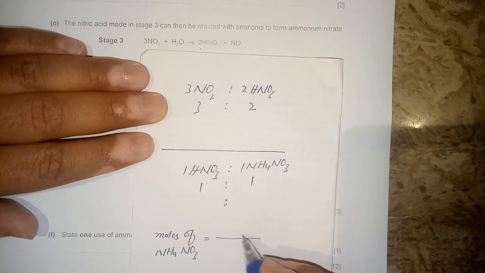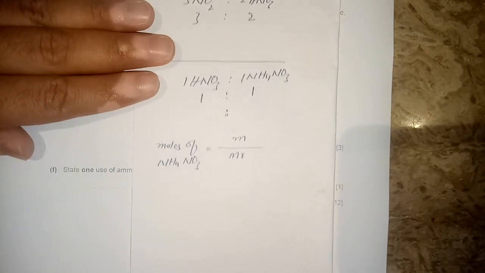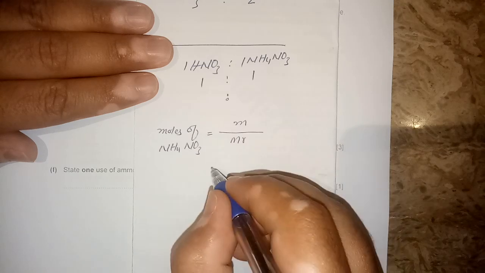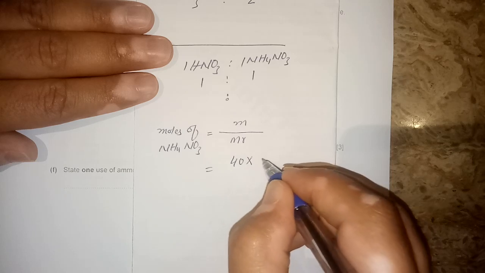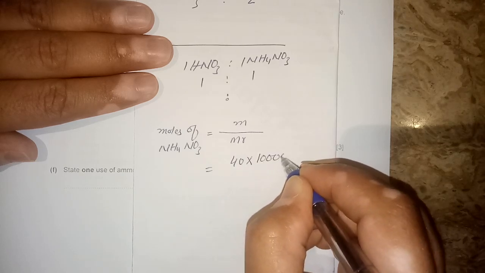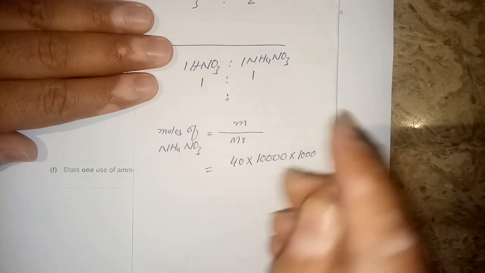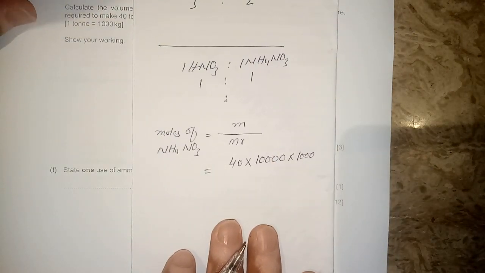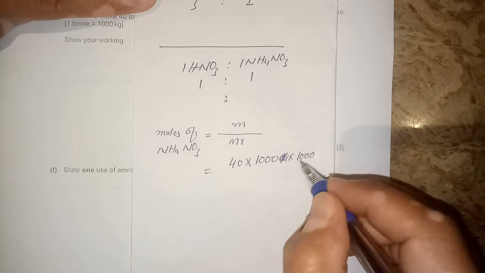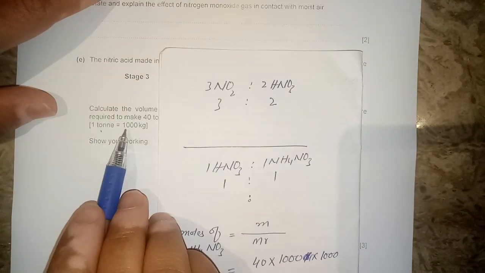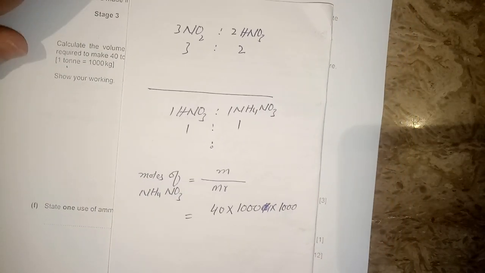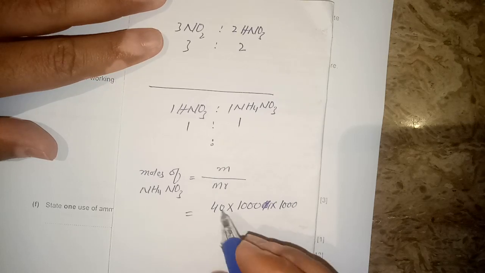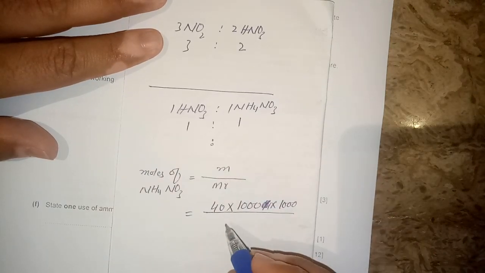How? By dividing the given mass by the MR, or the formula mass. So the given mass is 40, but remember, tons. So to convert it, we have to multiply it by 1,000 and then 1,000. As the conversion says 1 ton is equal to 1000 kg, and then to convert it into grams, we have to further multiply it by 1000. Divided by the MR of the ammonium nitrate.